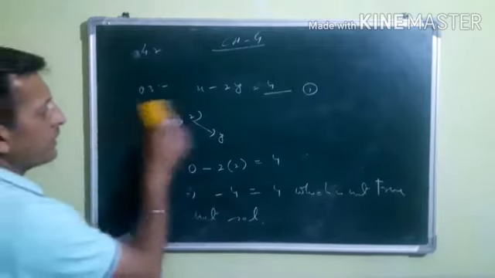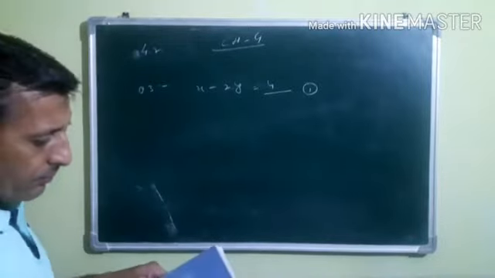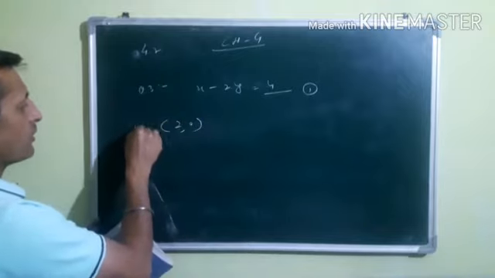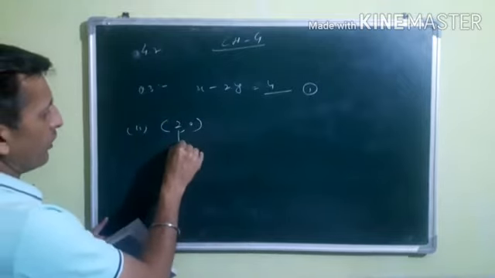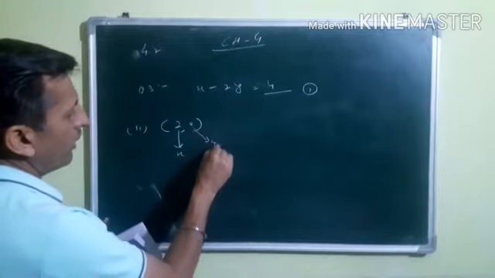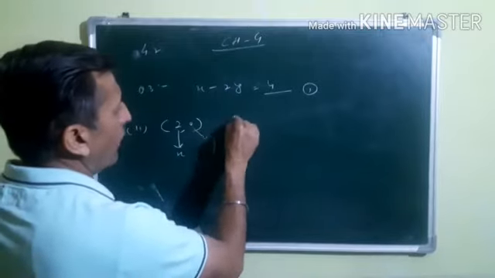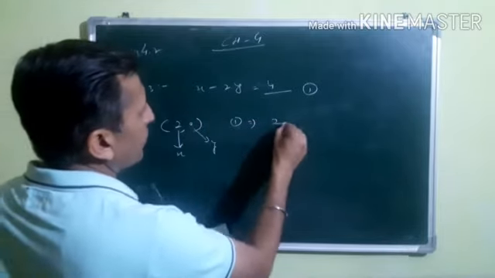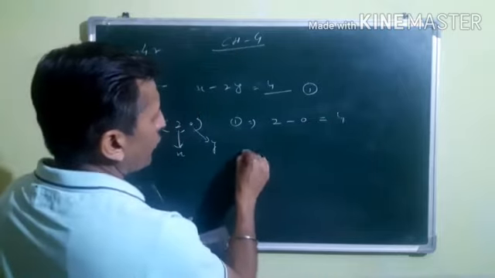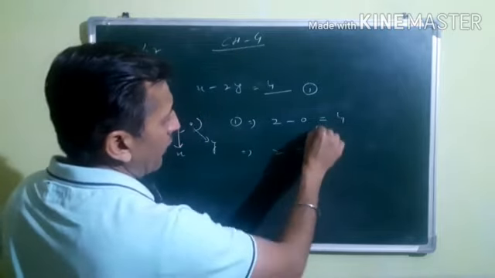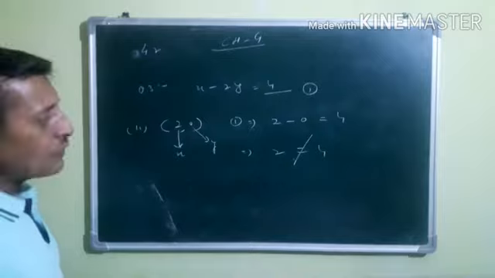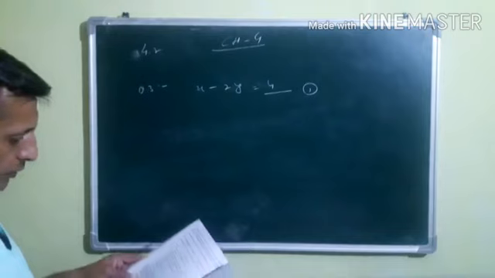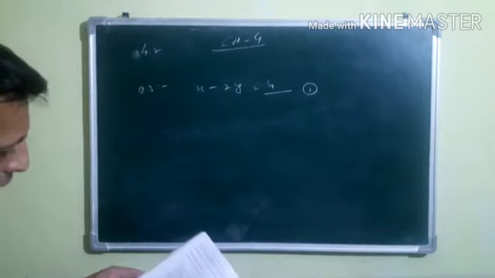Similarly, you can try for the next part. The next part is (2, 0), the second part. In this case, this is your x and this is your y, and I am going to substitute these values in equation number 1. So x is equal to 2 and y is equal to 0, so it becomes 2 minus 0 is equal to 4. So ultimately 2 is equal to 4, which is not true. So that's why it is not a solution. Similarly, you can see the third part, fourth part, and fifth part. In this way you can find the solution for this equation.